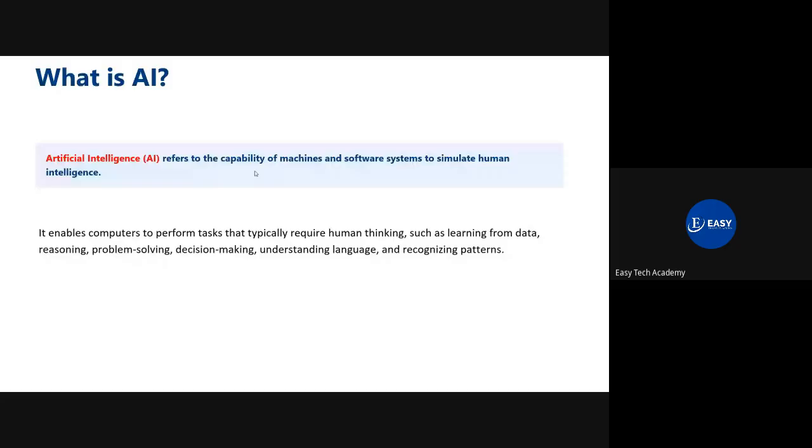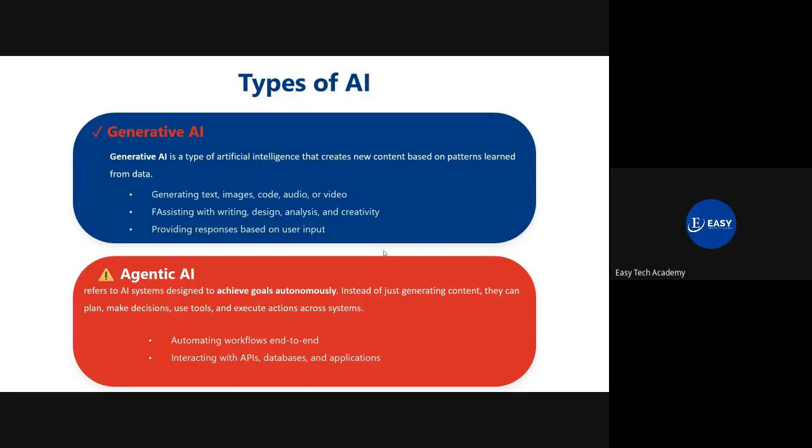Okay, so this is what I just explained. What is AI? AI refers to the capacity, simulation of human intelligence into machine. It's the capability of machines and software systems to simulate human intelligence. It enables computers to perform tasks that typically require human thinking, such as learning from data, reasoning, of course, problem solving, decision making, understanding language, and also recognizing patterns. Good. Then we have 2 types of AI. Majorly, we have more actually, but we're going to look at these 2. We are looking at generative AI and also the agentic AI.